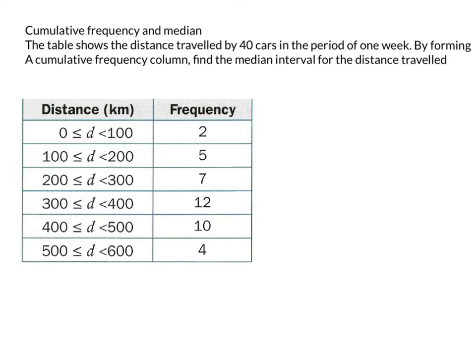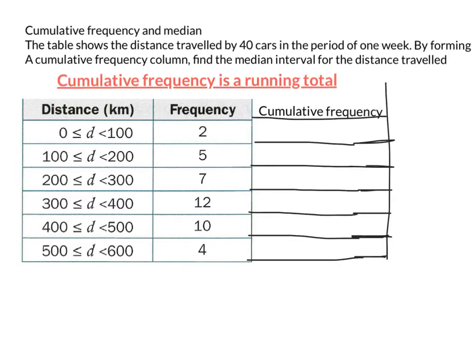So let's first of all talk about cumulative frequency. So the cumulative frequency is a running total. I'm going to create an extra column on the right hand side to keep a running total of the distances travelled. And I'll explain what this means as we go along.